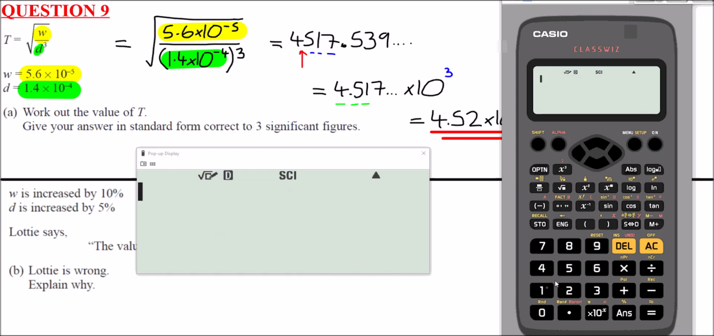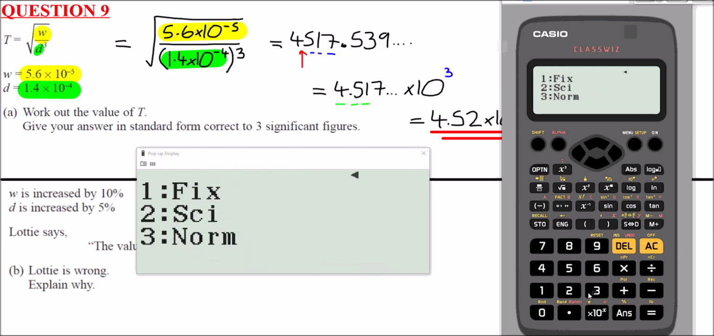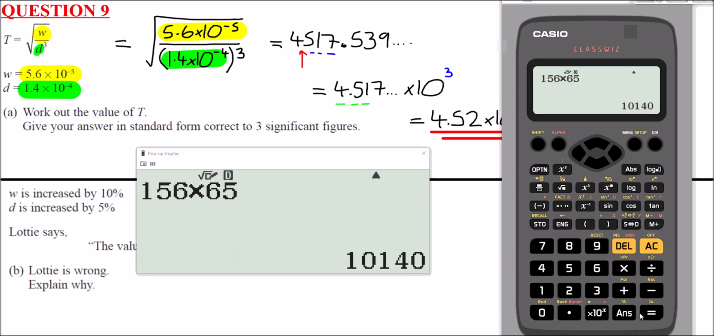By the way, if then you're doing another calculation and you're thinking, oh, it's stuck in this weird mode, don't panic. We just press Shift menu, go back to number format. We want it back into normal mode, press 3 for normal. And for some reason, I prefer normal mode too. So that's how you go back into normal mode. Press equals again, it goes back to normal.